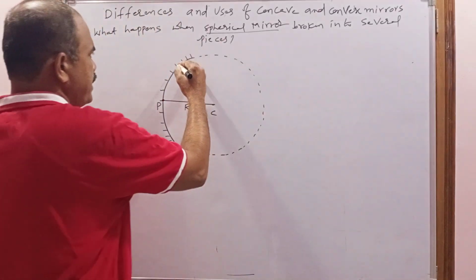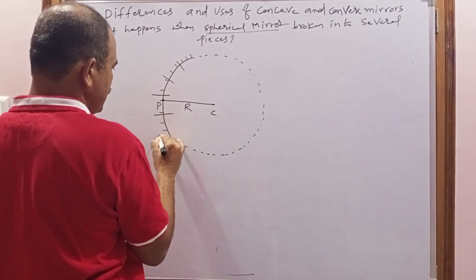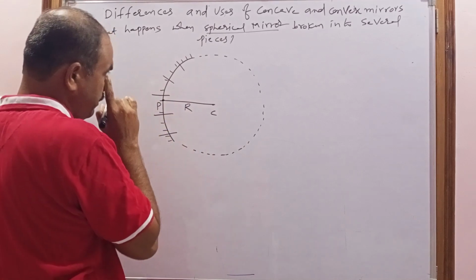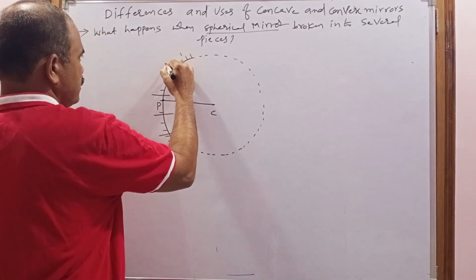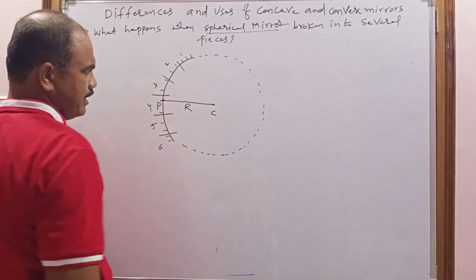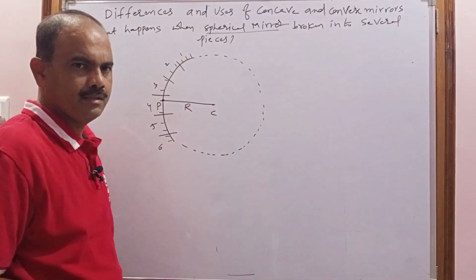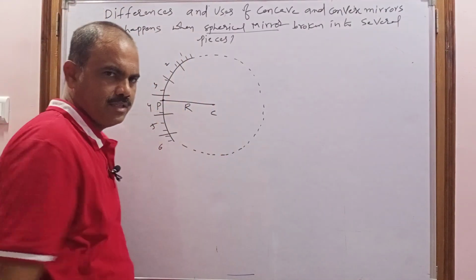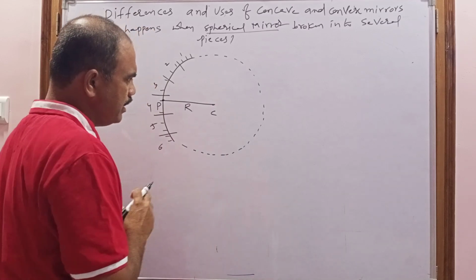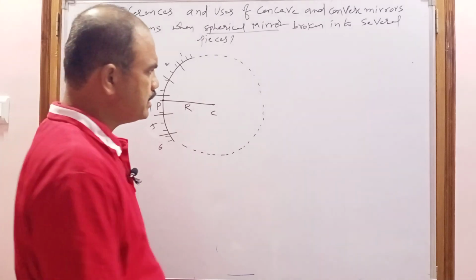Now it is broken into pieces. For example, consider the first piece, the second piece, and the third, fourth, fifth and sixth. How many pieces will it be divided into? 1, 2, 3, 4, 5, 6 pieces. Let us imagine that it is broken into 6 pieces. Whether the radius of curvature changes, or the focal length changes, or the formation of the image changes, I am going to discuss.